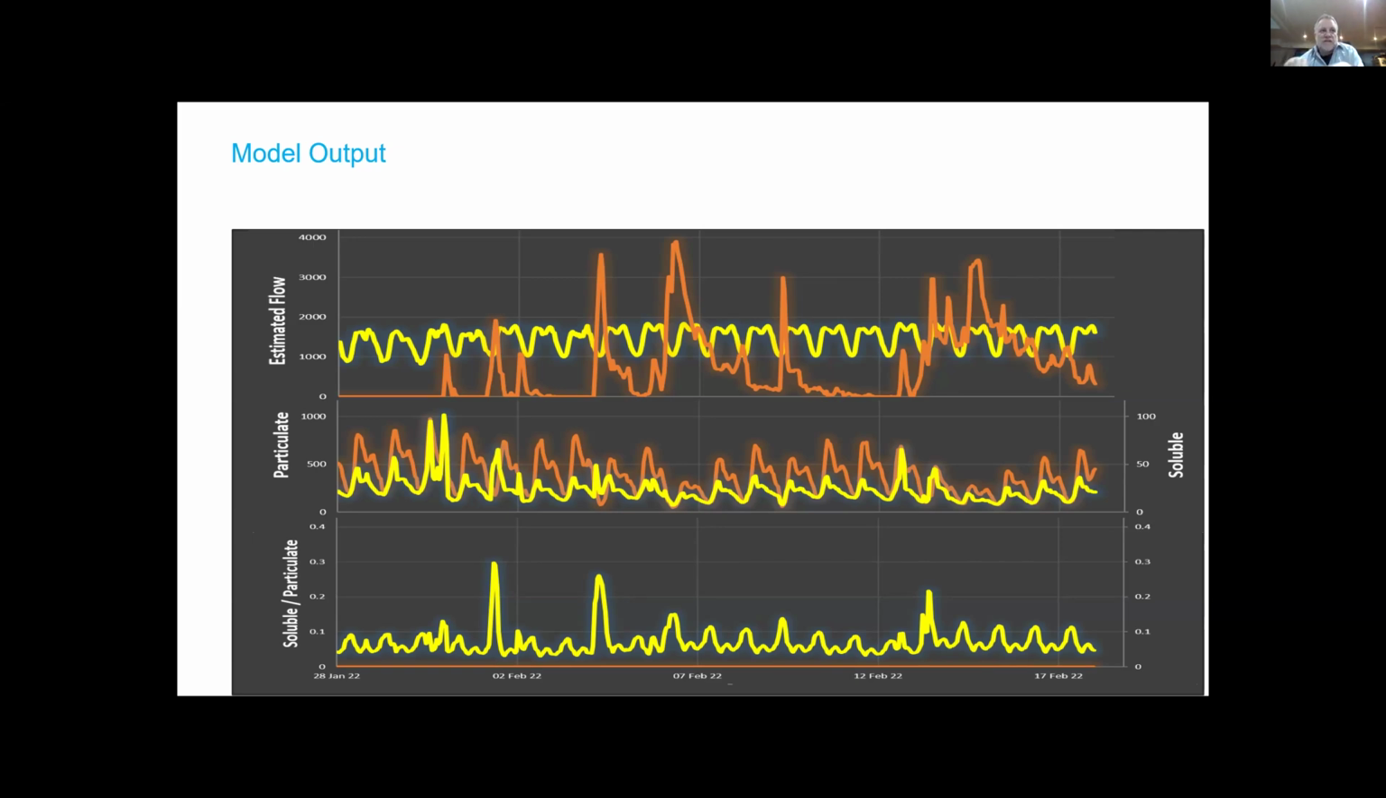The third graph at the bottom is just the ratio of the soluble to particulate material. Again, we have a fixed characterization of the domestic sewage entering the sewer, and yet entering the treatment plant, we are able to model a variable soluble to particulate ratio, which gives us the variable characterization we need to model the variable nature of the treatment plant.